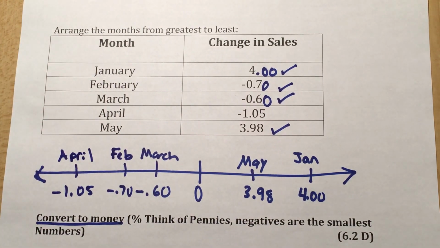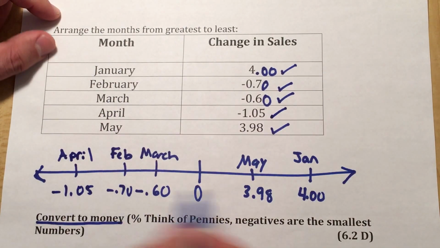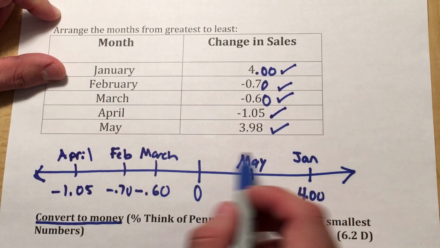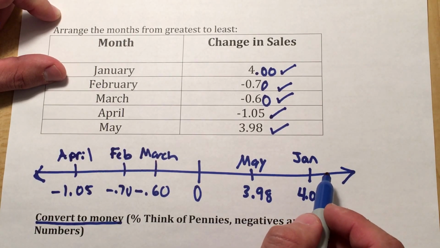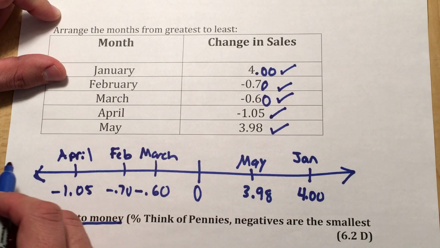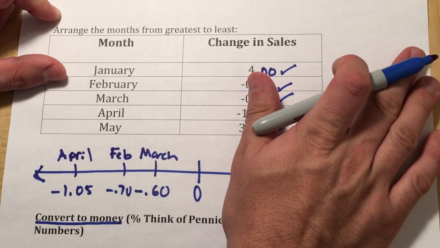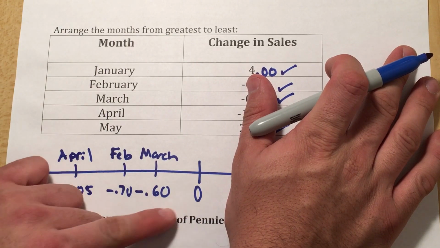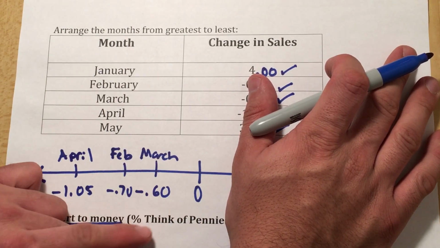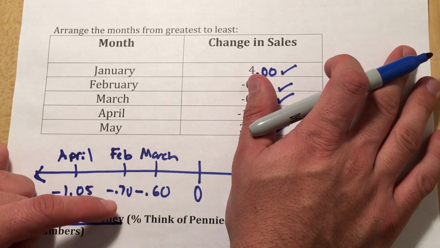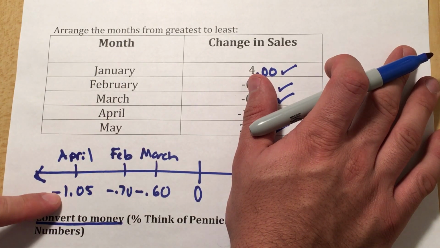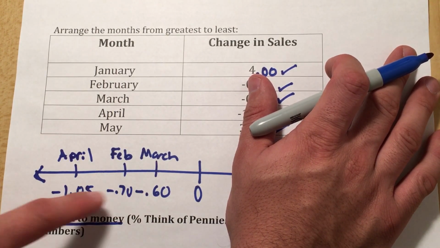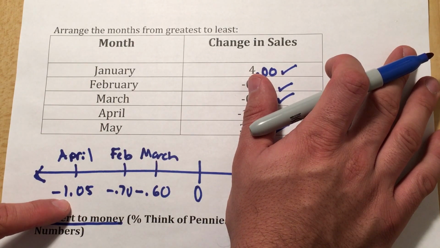Okay? So now that we've put all of our numbers in order on our number line, we're just going to read it. The numbers that are furthest to the right are the numbers that have the greater value, and as we move to the left, our numbers get smaller. And if we're just looking at our negative numbers, the numbers that are closest to 0 have the greatest value. So -0.60 is bigger than -0.70 because -0.60 is closer to 0. The further our numbers move away from 0, the smaller they get. So our smallest number from these three would be -1.05 or $1.05. Just kind of see it like that.